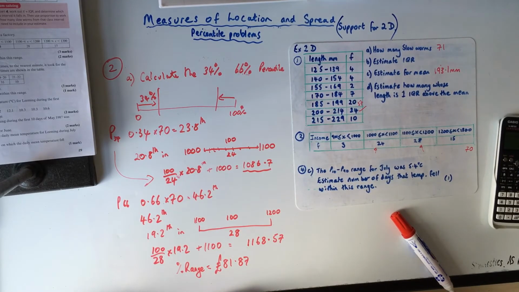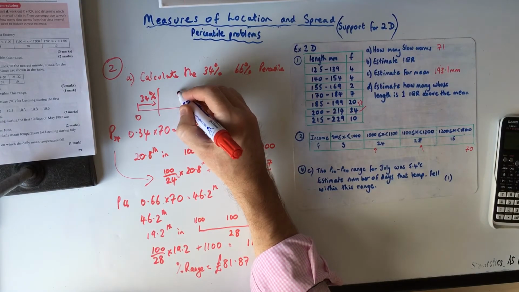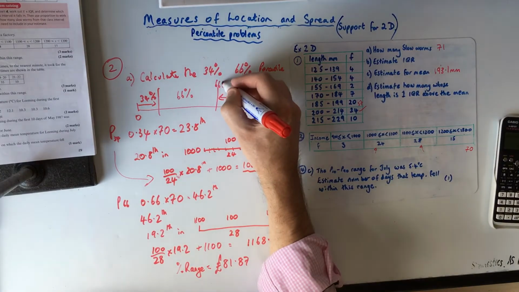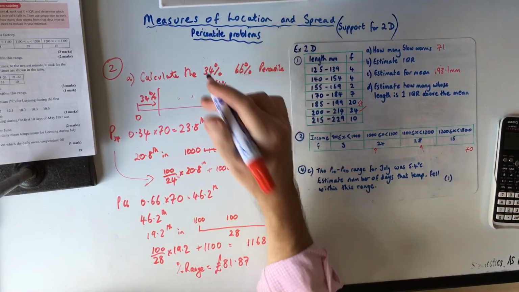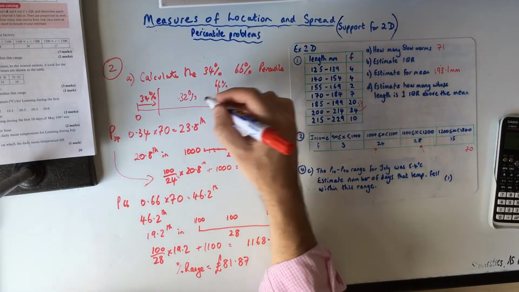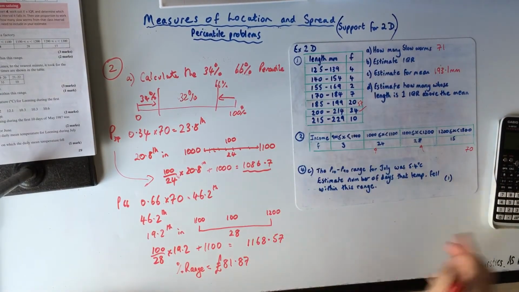Part B, there is a part B to that. It says estimate the number of data values that fall within this range. Number of data values is the number of people, and between 34 and 66%, there it is. Okay, there is a gap of 32%, isn't there? So it's 32% of 70 people fall within this data range. So that's all you're doing.